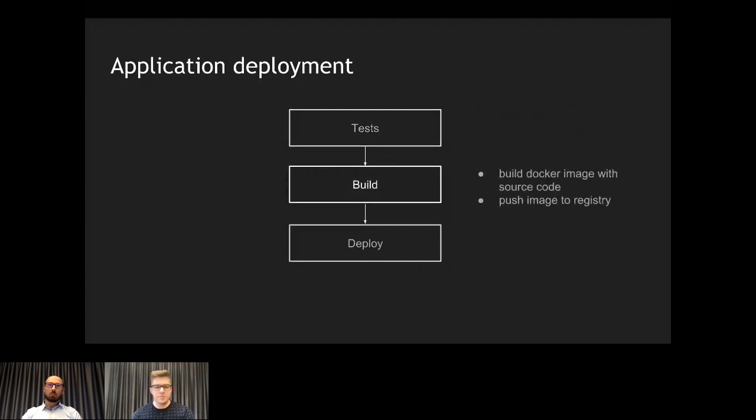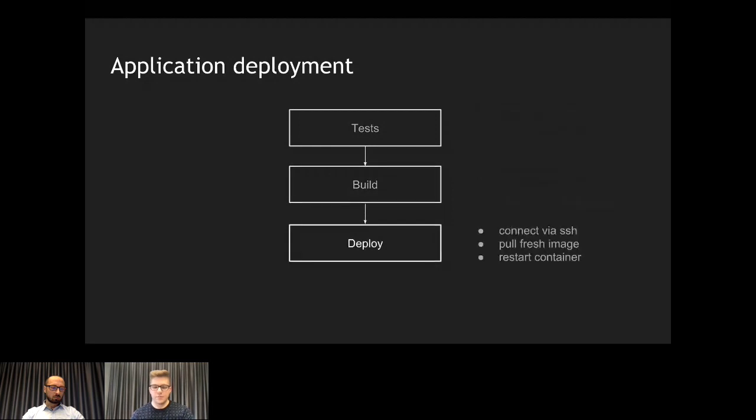Next, the build step is building a Docker image with the source code and pushing that image to our registry. And the deployment process is connecting via SSH to the server we want to deploy to, pulling the fresh image from the registry and restarting the container.